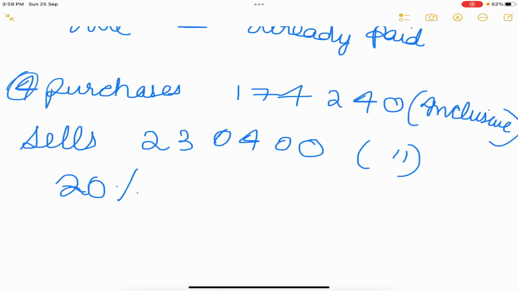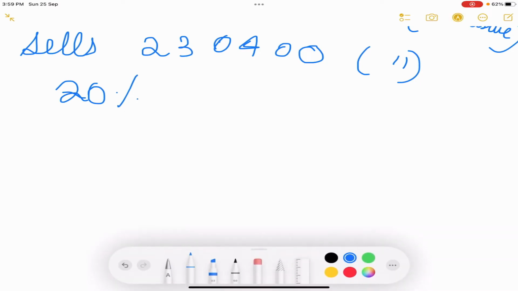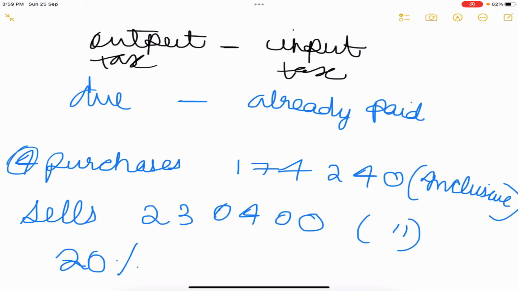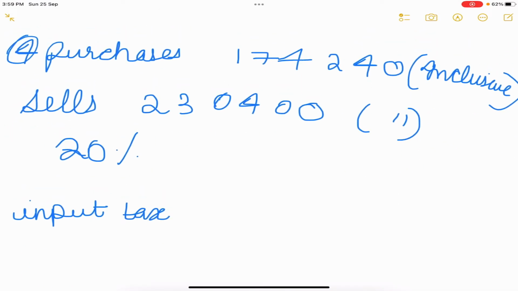Okay, so now I will help you solve this. So first let us see the purchases part. So when you purchase something, you pay the input tax. So let us first calculate the input tax. So you know what the input tax really is. What is input tax? Input tax, which is inclusive of taxes. It is inclusive of taxes.